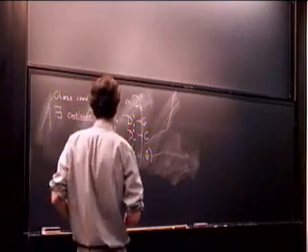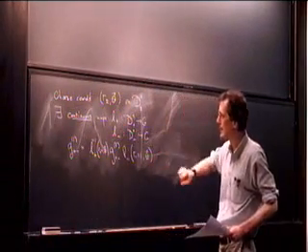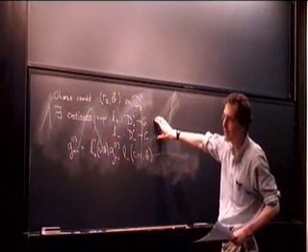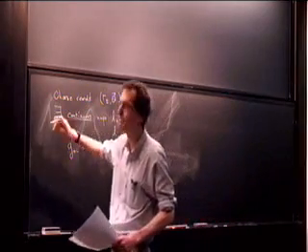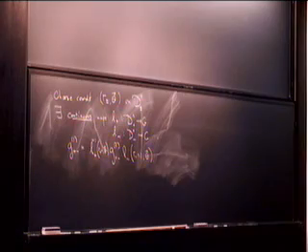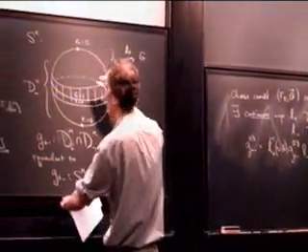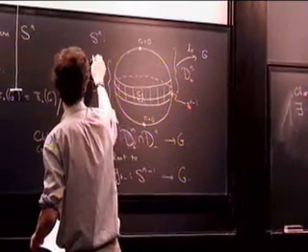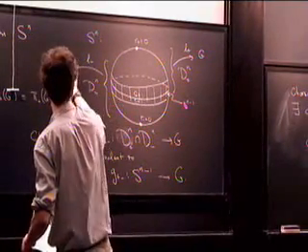On the other hand, these L plus and L minus extend continuously to the rest of the disk. So L plus is a nice continuous map all the way up here into G, and L minus is a nice continuous map down here into G.